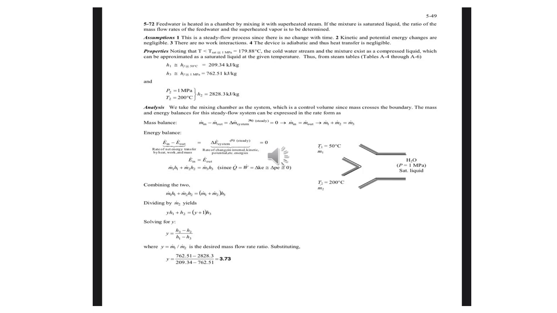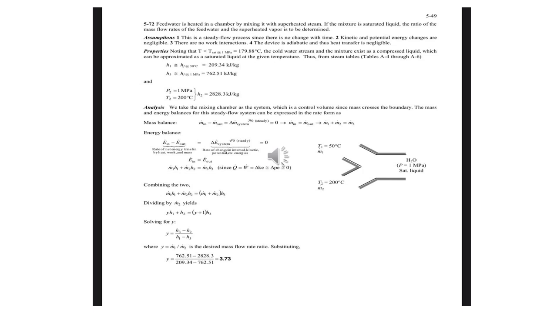Rearranging for the mass flow rate ratio. To find the ratio Y of the feed water mass flow rate M1 dot to the superheated steam mass flow rate M2 dot, divide through by M2 dot: Y H1 plus H2 equals Y plus 1 times H3, where Y equals M1 dot over M2 dot. Rearranging for Y, Y times H1 minus H3 equals H3 minus H2. Solving, Y equals H3 minus H2 over H1 minus H3.